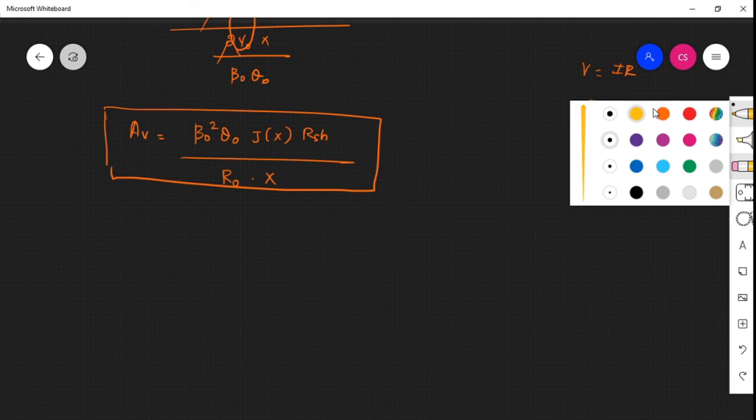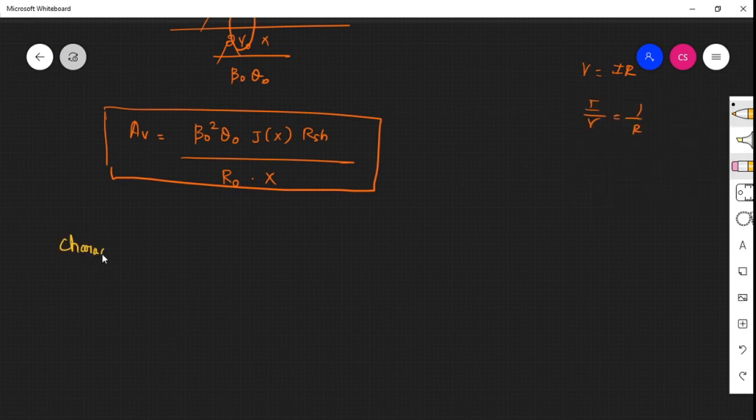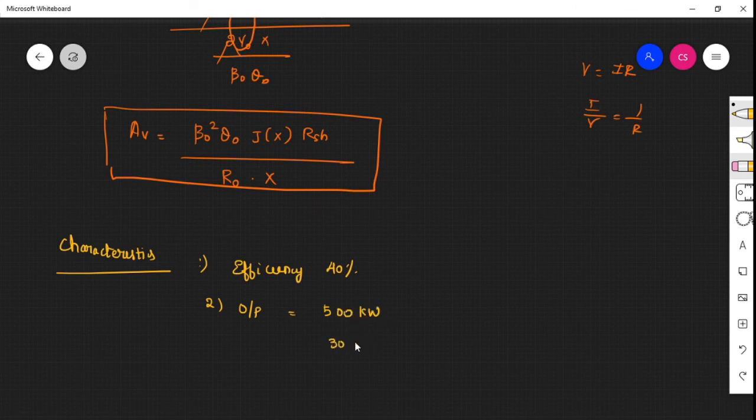And to finally state the characteristics of the two cavity klystron, the efficiency is about 40%. For the output power, we can obtain an average output power of 500 kilowatts and pulsed power of 30 megawatts at 10 gigahertz. And the power gain that we obtain for a two cavity klystron is about 30 dB. So this is about the two cavity klystron, finding out its efficiency, and finally the basic characteristics of the two cavity klystron.